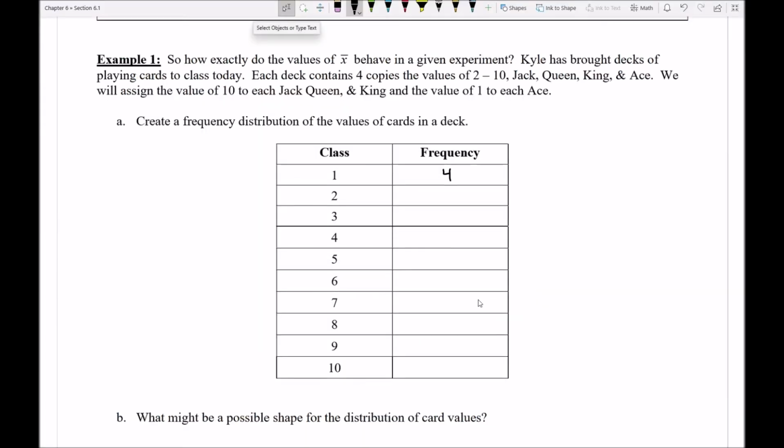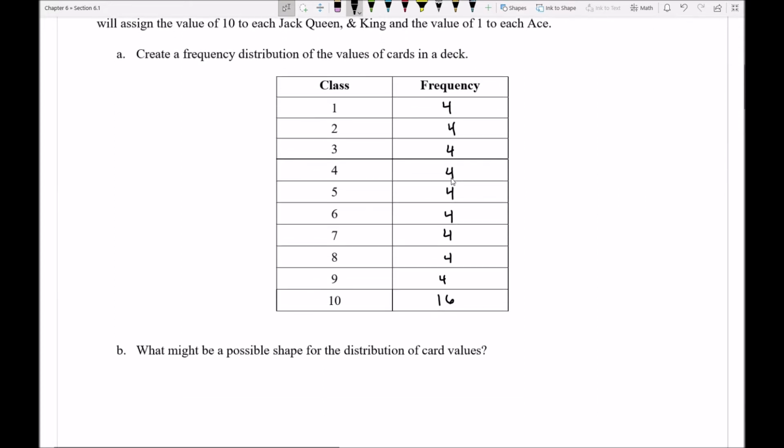So if I was to fill this out down here, I can see that I get 4 cards of every value except for 10s, and 10s are way more frequent right now. So I could start to answer a question like part B. What might be a possible shape for a distribution of these card values? Well, you could try to imagine creating a bar graph for these different categories. And what we might see is that pretty much all the bars are going to be at the same height, a height of 4. And it's only this last bar that is something different.